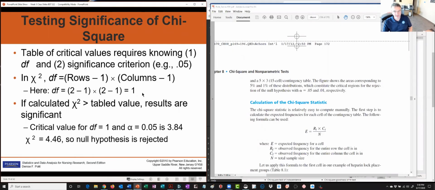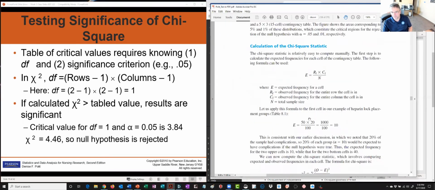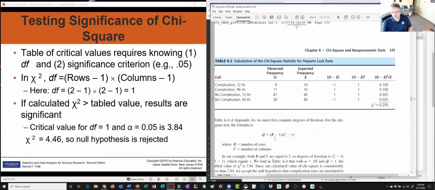We're going to look at the degrees of freedom. So here's the degrees of freedom. There it is on page 173. It's just rows minus 1 times columns minus 1. So for a 2 by 2 table, we have 1 degree of freedom.